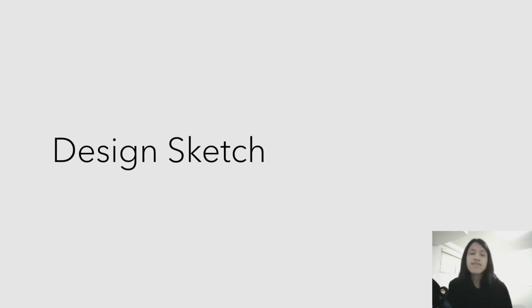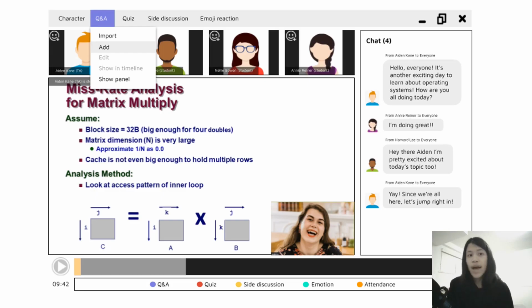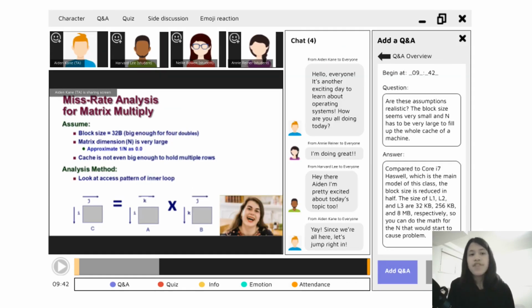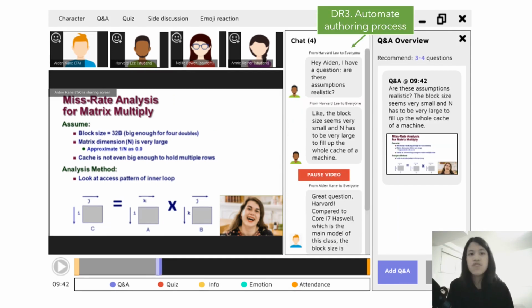Based on this study, we designed a virtual peer interaction authoring tool. In the interest of time, I will demonstrate only the first of 5 interactions that you can author with this tool, that is Q&A. To add a Q&A conversation, you start at the top menu. Then you fill out the information in the template on the right, click Add Q&A button, and a conversation will be automatically generated according to DR3.